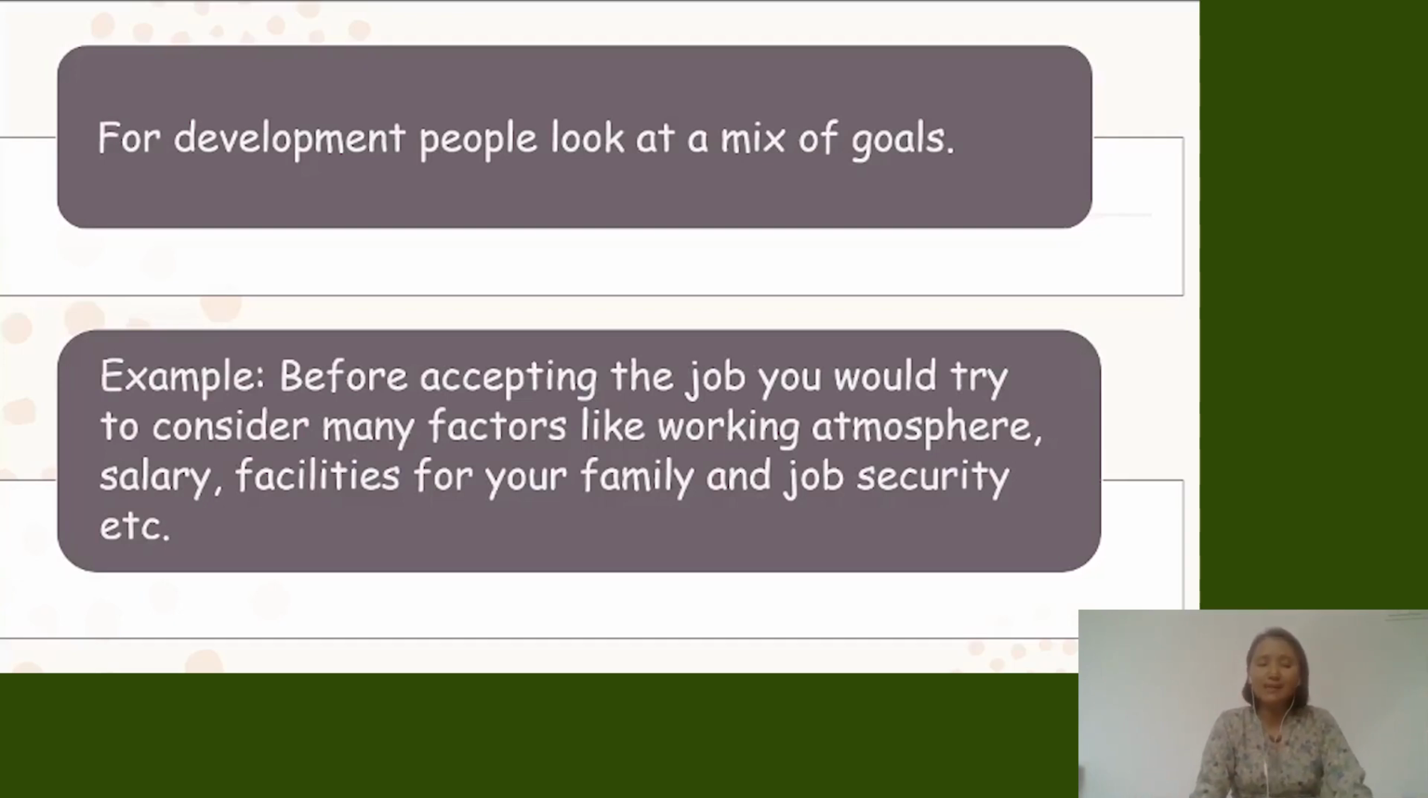Example, before accepting the job, you would try to consider many factors.